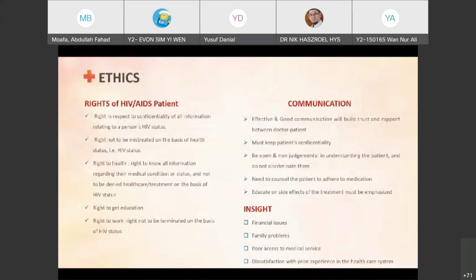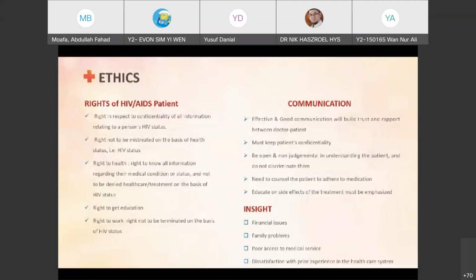And then the patient also has the right not to be mistreated on the basis of their HIV status. Here we may apply the principle of justice, where there should be an element of fairness as well as equal distribution of treatments and scarce resources. In short, this means that the patient must be treated equally and care must be equally distributed.